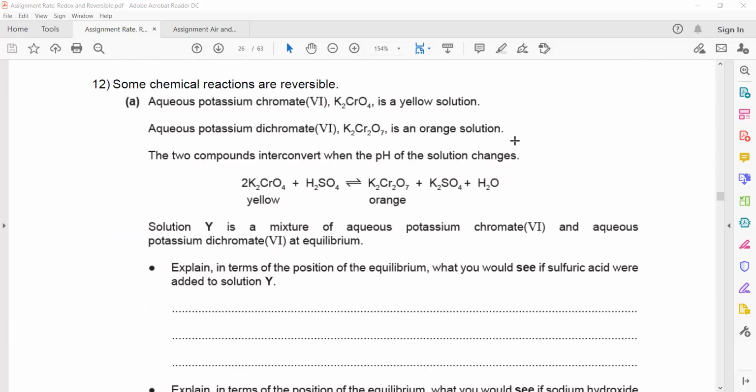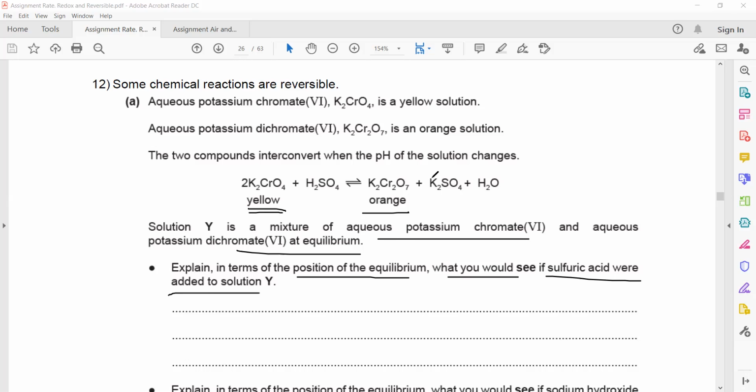Okay, in this question, this is also related to reversible reactions. You can see aqueous potassium chromate, which is yellow in color, and dichromate, which is orange in color. The two compounds interconvert, meaning they can change from one to another when the pH of the solution changes. Solution Y is a mixture of potassium chromate and dichromate. Explain in terms of position of equilibrium what you would see if sulfuric acid is added.